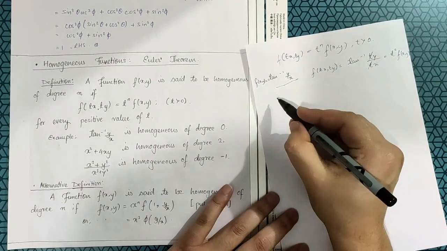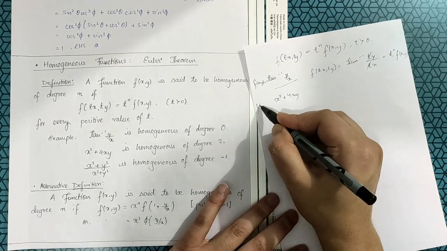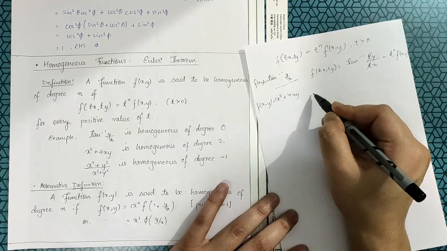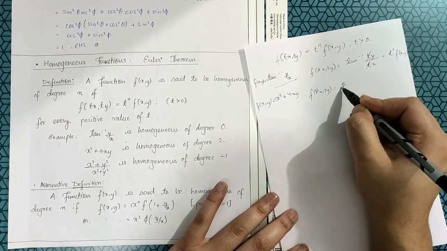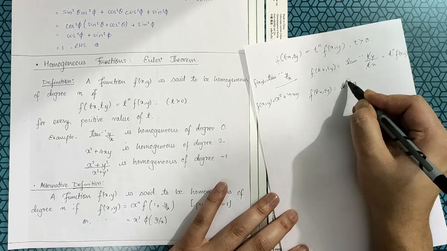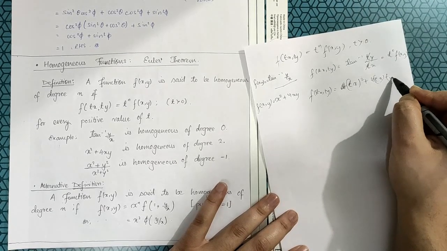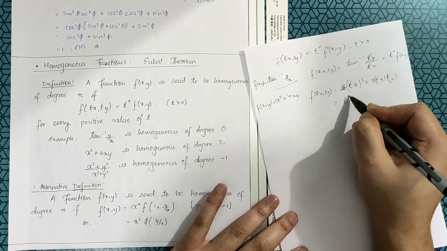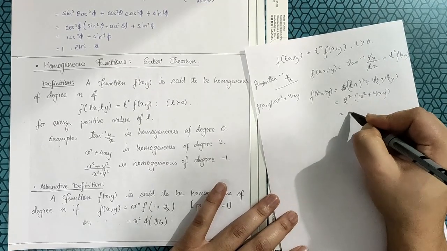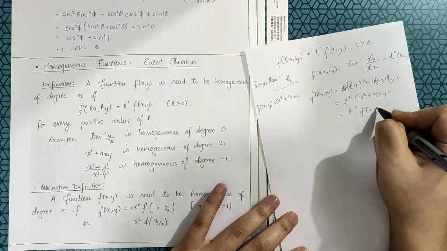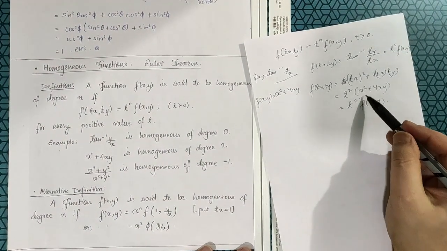Now another one, x square plus 4xy. If this is f of x y, then f of tx ty is equal to tx whole square plus 4 tx ty. Here we can see that t square is common, so we get t square times x square plus 4xy, which is t square f of x y. Hence this is a homogeneous function of order 2.